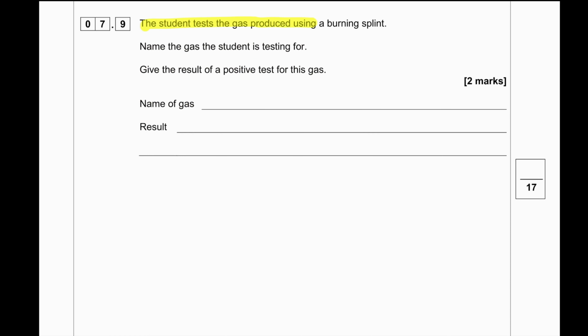The student tests the gas produced using a burning splint. Name the gas the student is testing for. So using a burning splint, we usually test for hydrogen. Our burning splint is used to test for hydrogen. Name the result of a positive test of this gas. So the name of the gas will be hydrogen. The result will be a pop sound.